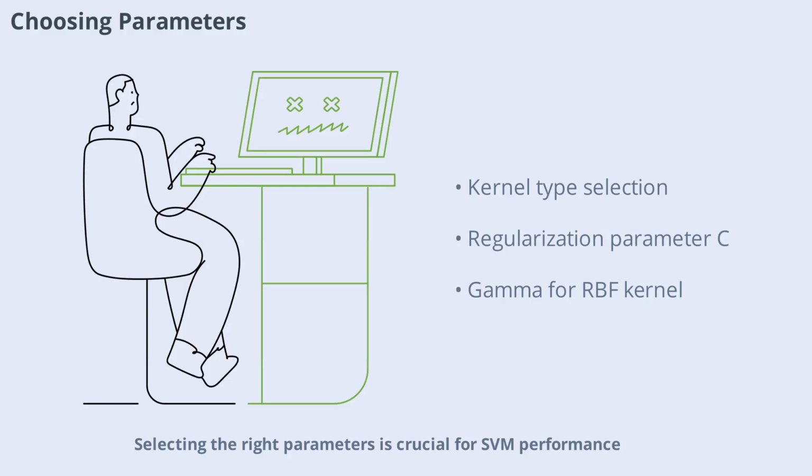Selecting the right parameters is crucial for SVM performance. Key parameters include the type of kernel, the regularization parameter C, and kernel-specific settings like gamma for RBF kernels. Tuning these parameters helps balance model complexity and accuracy, ensuring the best results for your data.